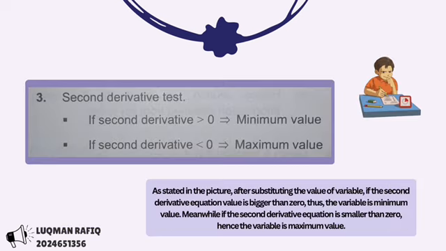As stated in the picture, after substituting the value of the variable, if the second derivative value is bigger than 0, then the variable gives a minimum value. Meanwhile, if the second derivative value is smaller than 0, then the variable gives a maximum value.